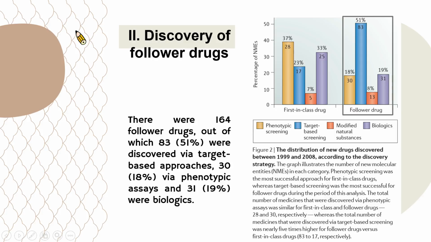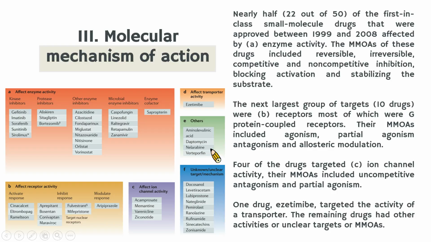The second data is about the discovery of follower drugs. There were 164 follower drugs, out of which 83 were discovered via target-based approach, 30 via phenotypic assay, and 31 were biologics. The third data is about the molecular mechanism of action.